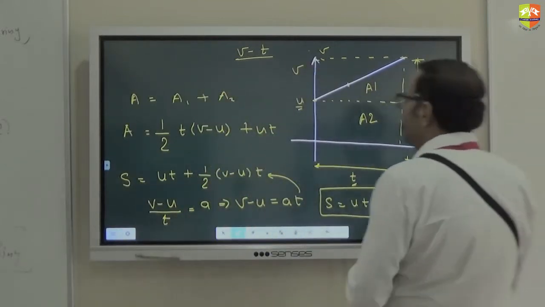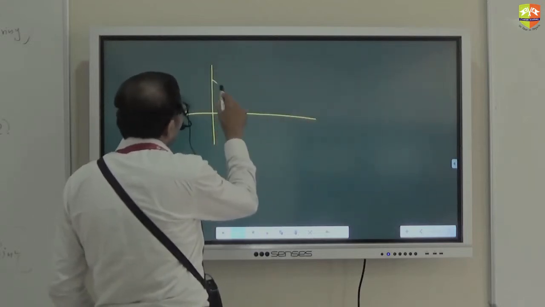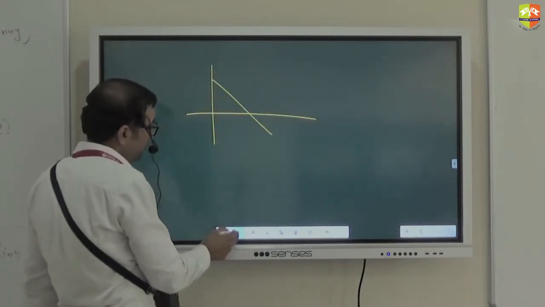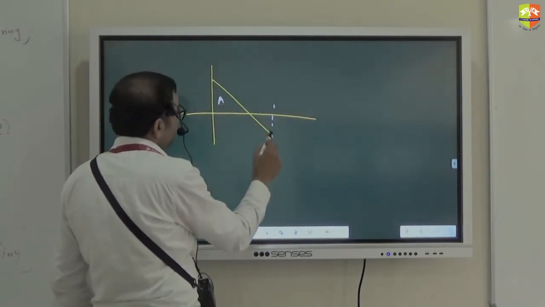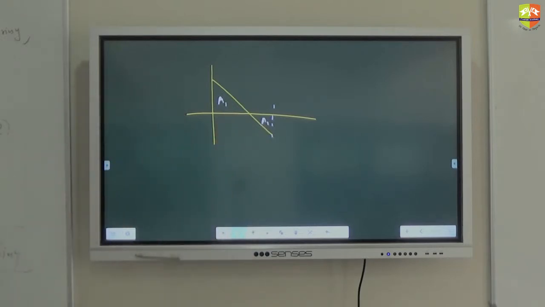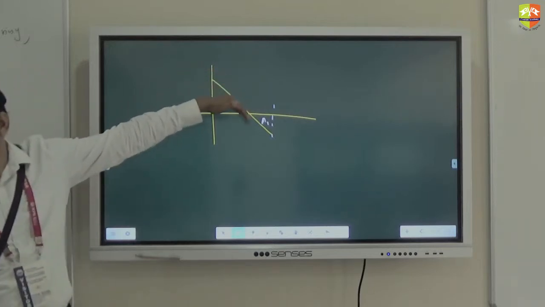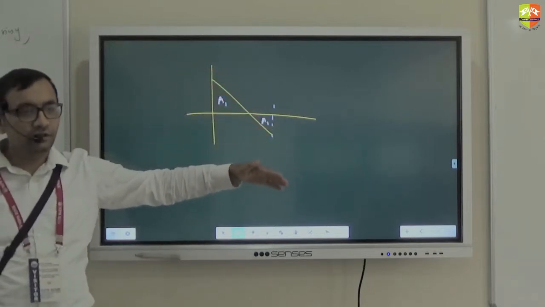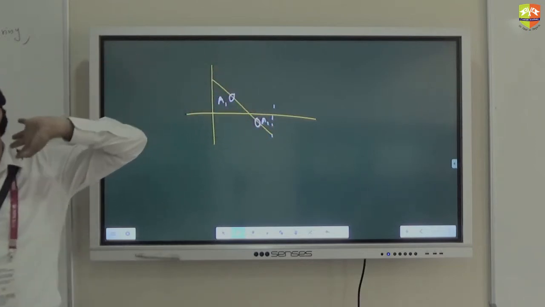Okay, so there could be graphs like this. So how do you find the total displacement? Find this area, then find that area. So total displacement is A1 minus A2. You can understand the graph like this: velocity was positive and then it was negative. So that is why the displacement here needs to be subtracted from the displacement there.